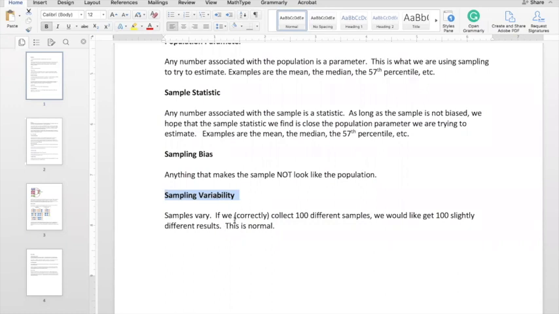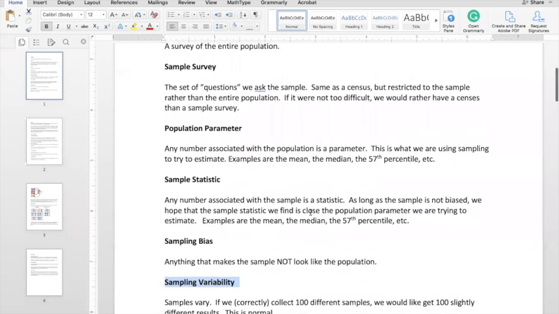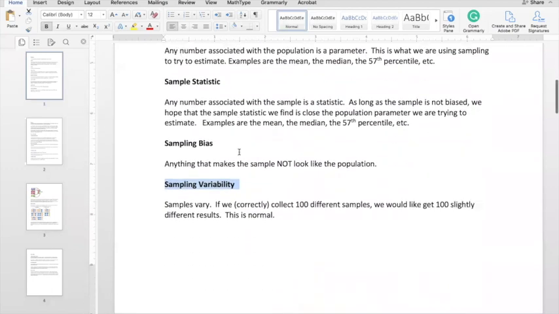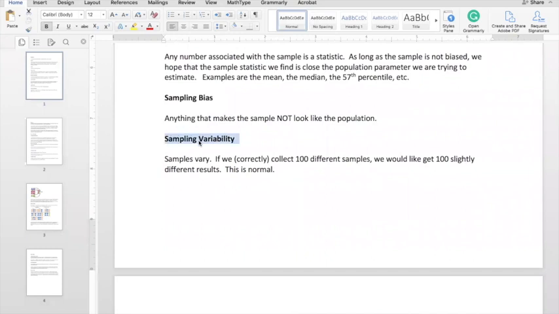If we go out and we collect a whole bunch of samples, none of the samples are going to match. They're all going to look a little bit different. But then we hope that most of them look like the population. We have this thing called the central limit theorem that says our samples will be normally distributed. Some of them are much higher than the population. Some of them are much lower, but the average of all our samples will match the population. That's what we're going to talk about next time, the central limit theorem. But just keep this in mind always. Samples vary.